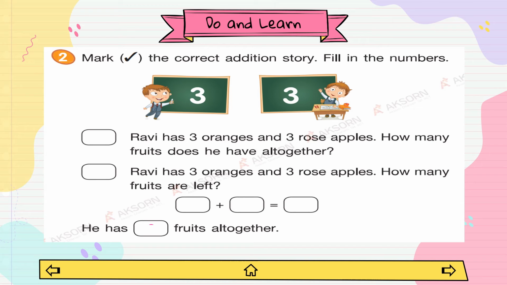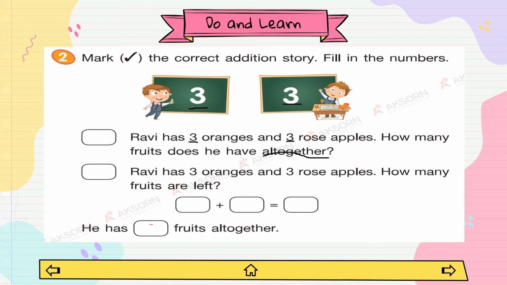Next, for this one, you're going to check or mark the correct addition story. You're going to fill in the numbers, but first, let's read the addition story so we can see which addition story is correct. Ravi has 3 oranges. Since we have 3, this is correct. And 3 rose apples. How many fruits does he have altogether? The keyword that is used is altogether. Altogether means addition, right? So let's check the other addition story.